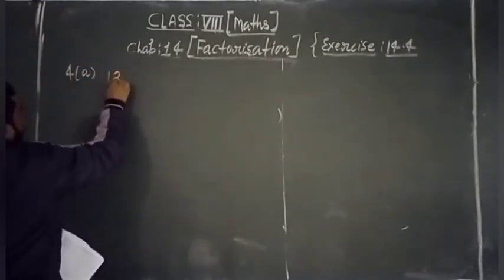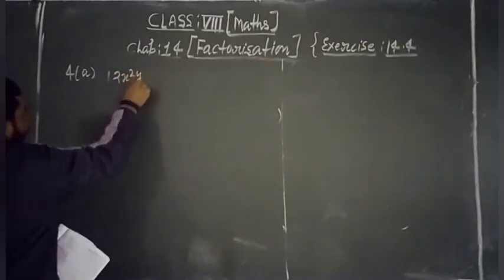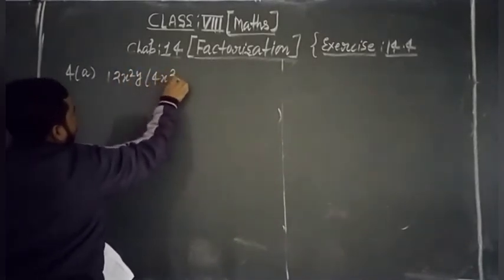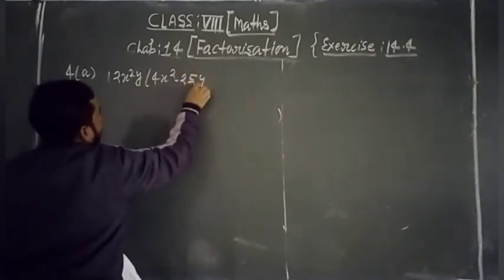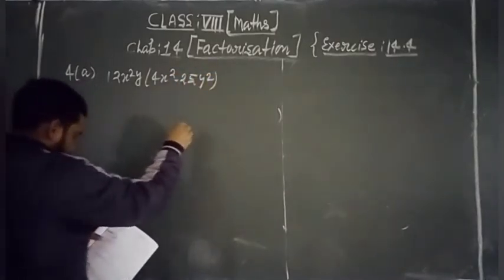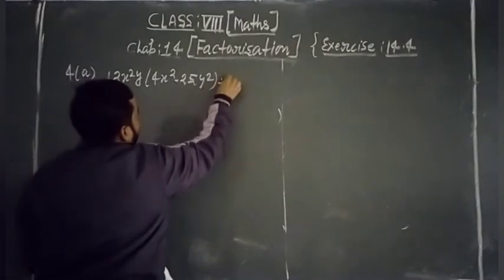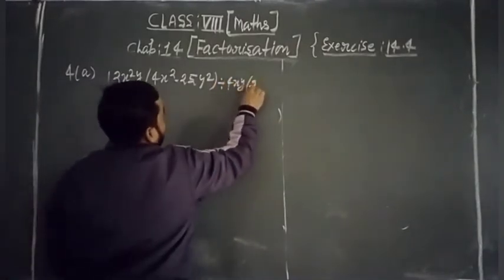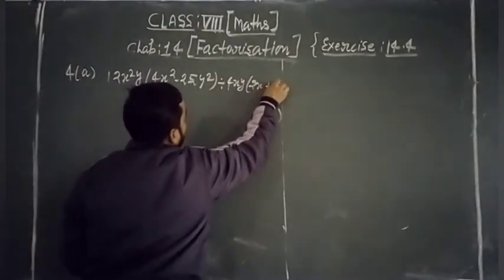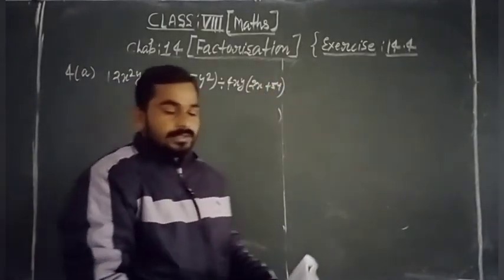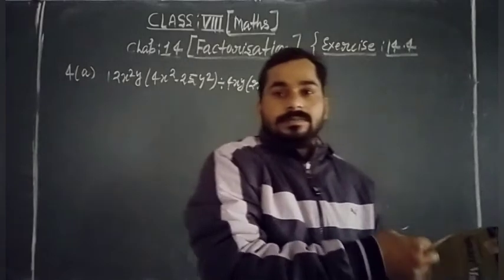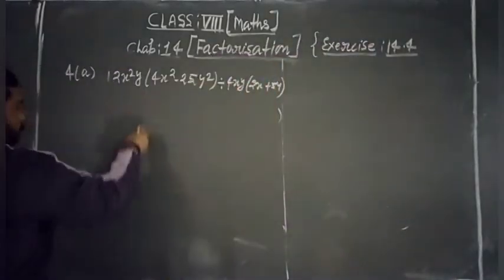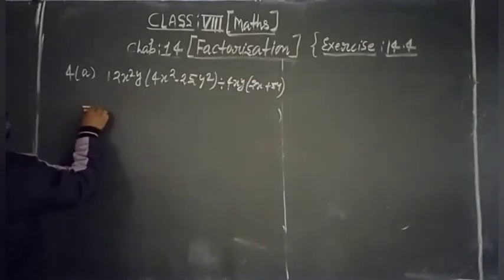12x square y in bracket 4x square minus 25y square, divided by 4xy in bracket 2x plus 5y. This is the expression. You have to start and divide.